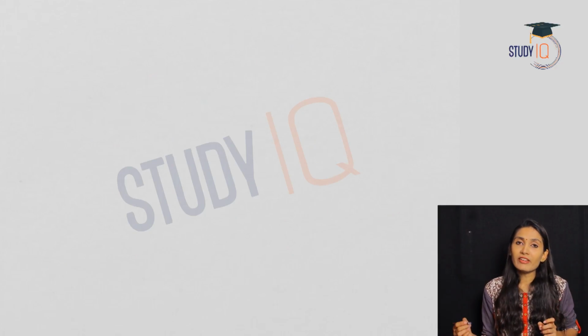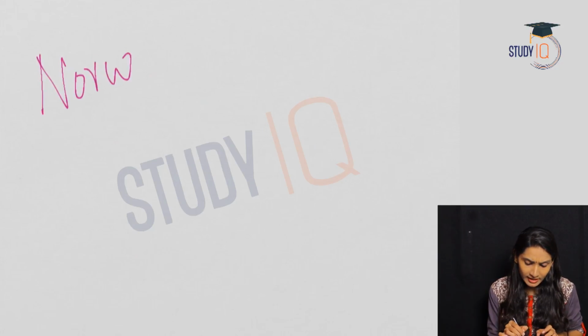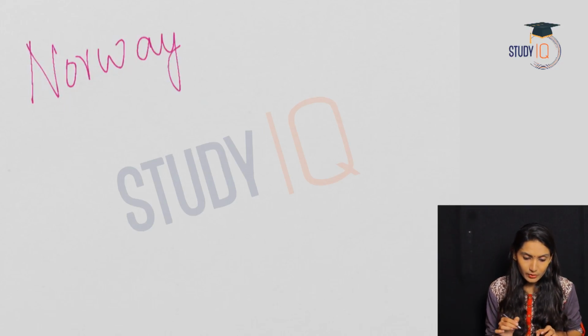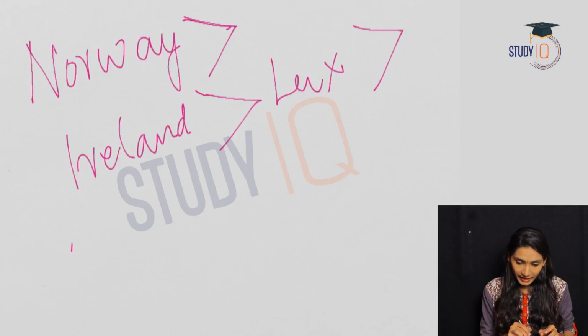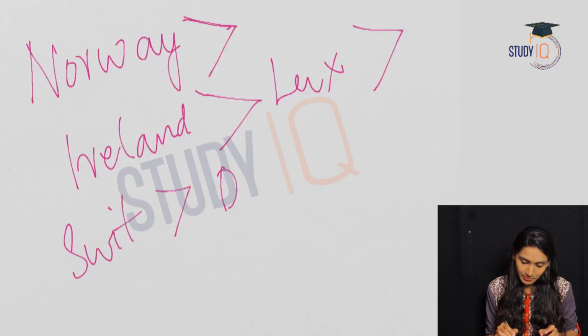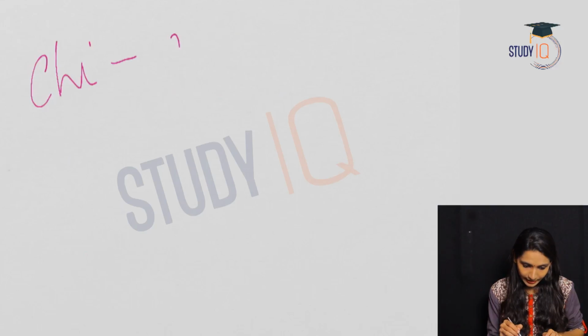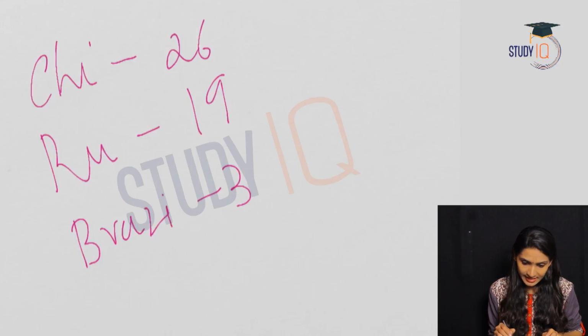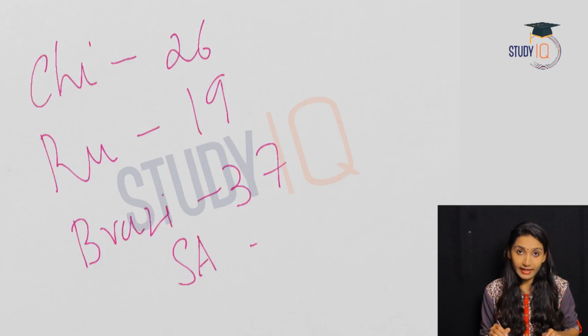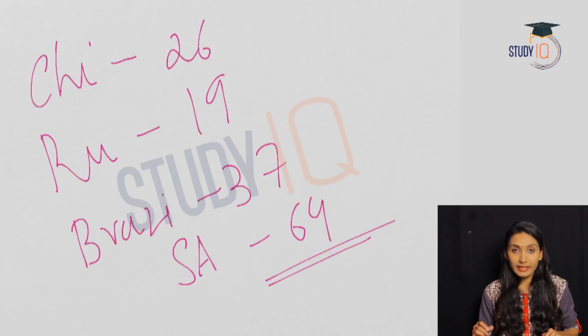And based on these 11 dimensions and the 3 pillars, Norway is the country that has topped the list. So Norway has the first rank, followed by Ireland, Luxembourg, Switzerland, and Denmark. And if we consider the BRICS economies, China has a rank of 26, Russia has a rank of 19, Brazil has a rank of 37, South Africa has a rank of 69, and India has the rank of 62.